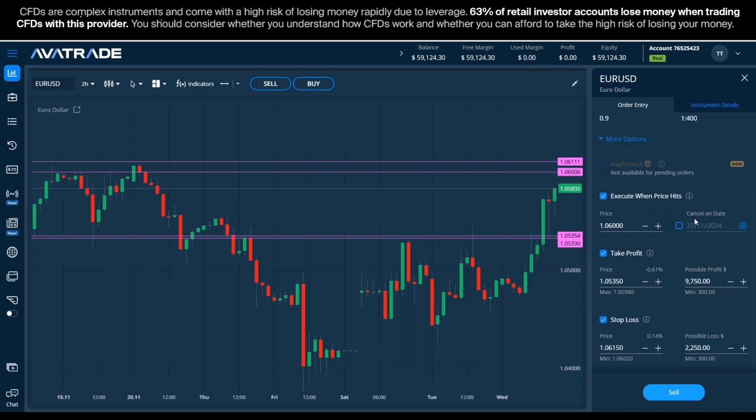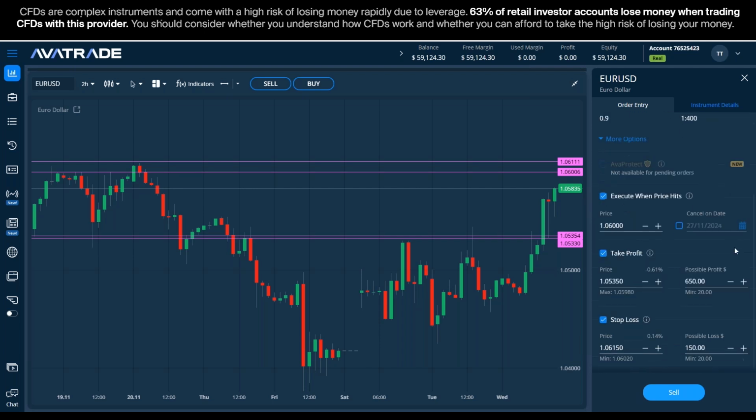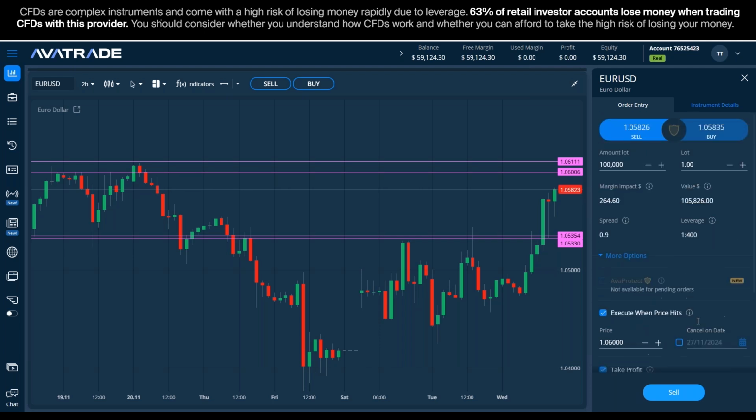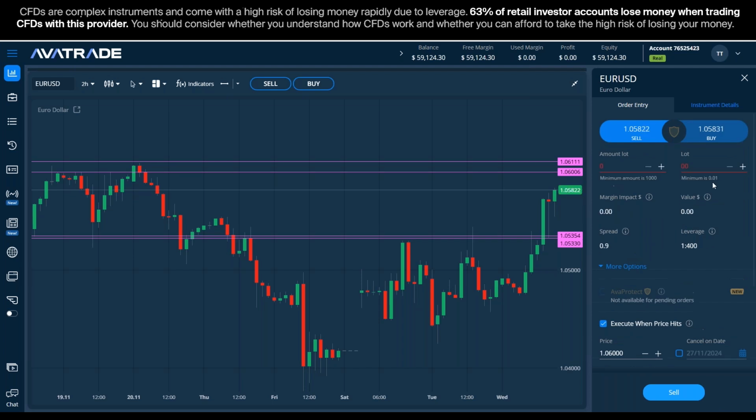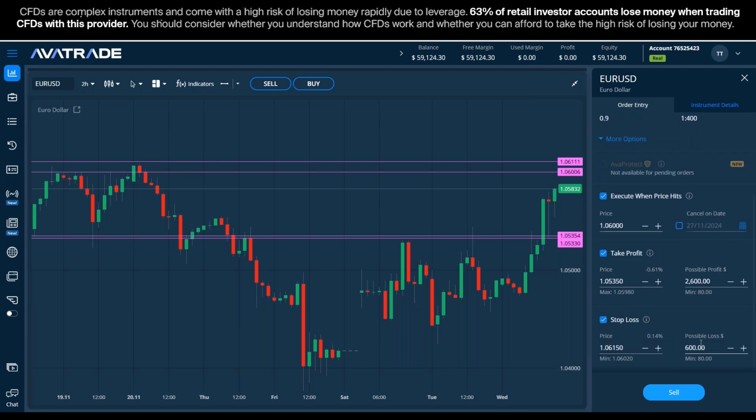So if I go to one lot, what's my risk? 150. So now I can go four lots and be exactly 600. Not 400, four lots. And now I see I'm risking 600 to try and make 2,600. Okay, it's better than 4-to-1. It's actually 4 1/3 to one in terms of possible profit compared to possible loss.